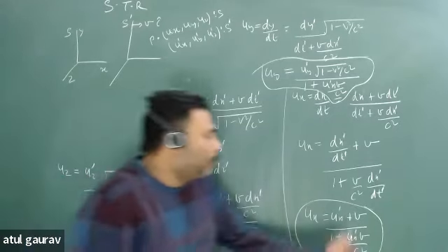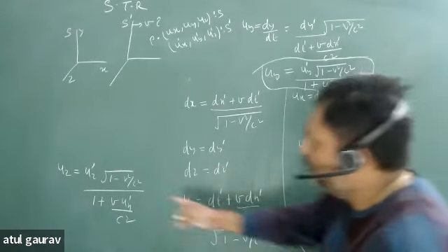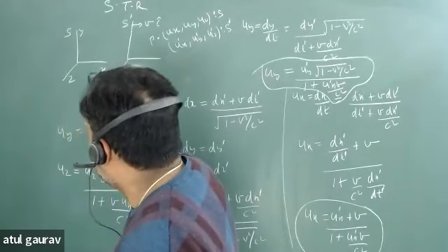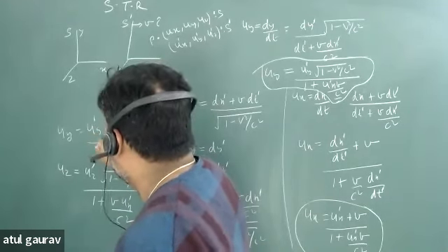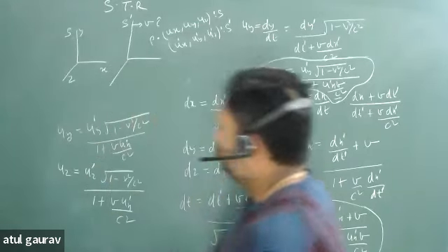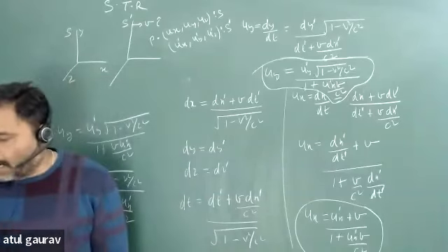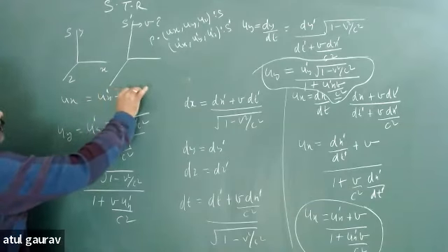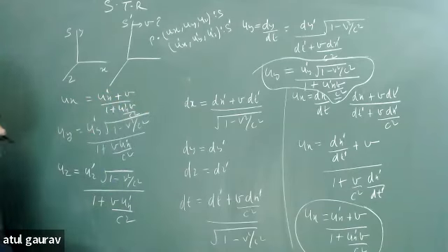Now you can see the denominator part is the same everywhere. Here you have the same denominator. I am writing uy freshly for you: uy dash root under 1 minus v square upon c square, over 1 plus v ux dash upon c square. Now if you are watching these three formulas, I am also writing ux: ux is equal to ux dash plus v over 1 plus ux dash v upon c square. So these are my three formulas.